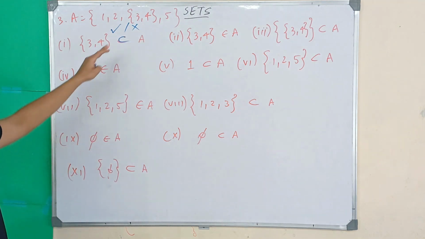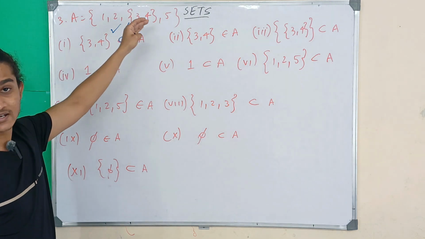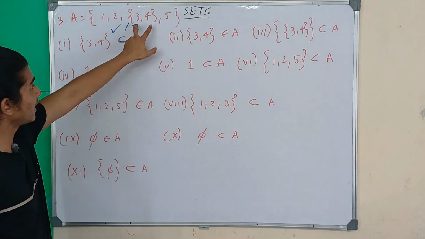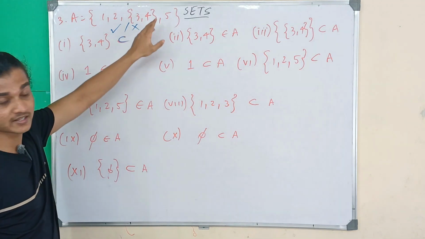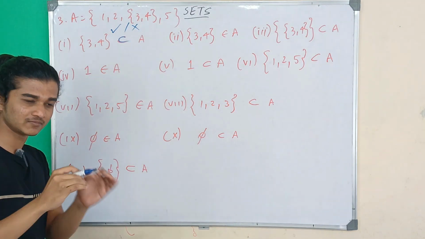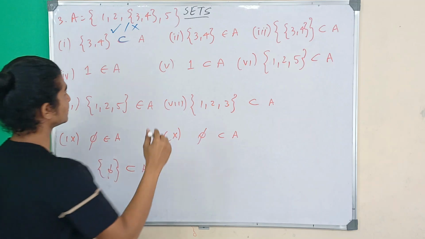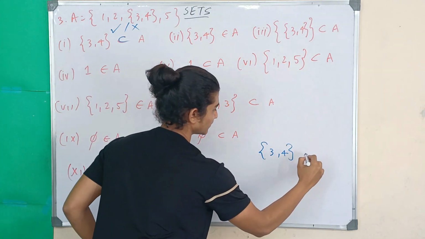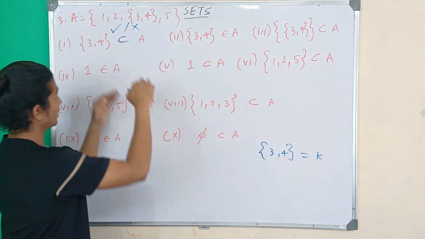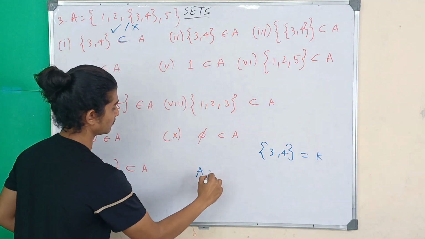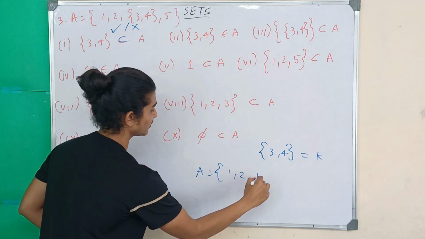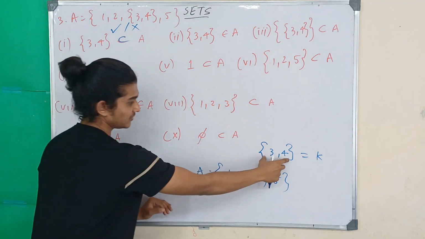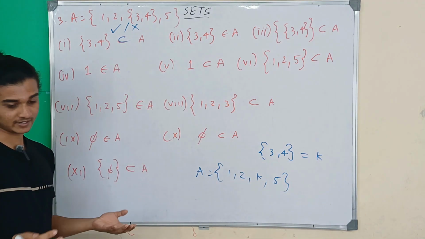So whenever you have these kinds of sets inside brackets, in order to avoid confusion, you're going to call the elements which are there in the bracket as some element. So suppose I'm going to call this {3, 4} as k. I'm going to call that as k, and I'm going to recreate this set. So A equal to {1, 2, k, 5}, and wherever I have {3, 4}, I'm going to replace that with k, and try to solve that.